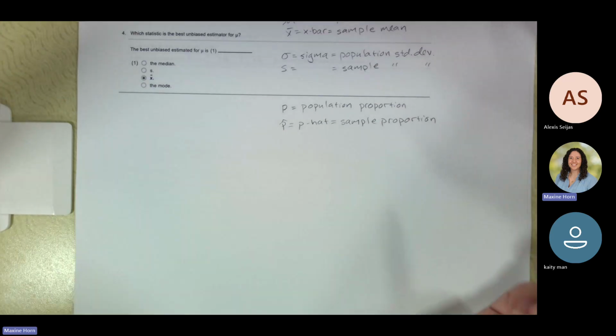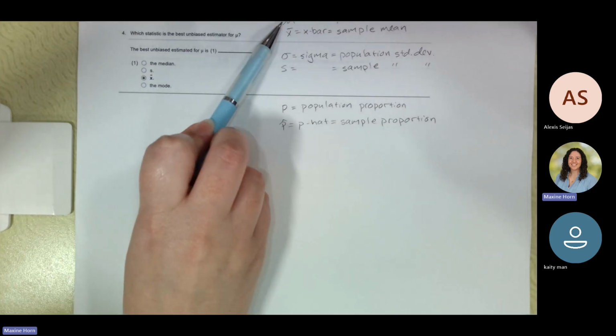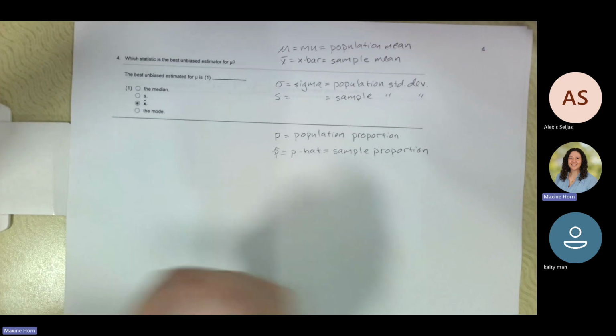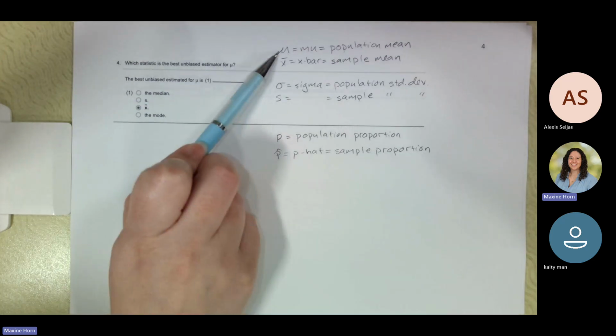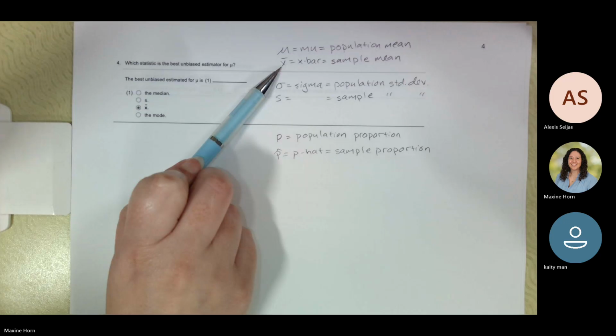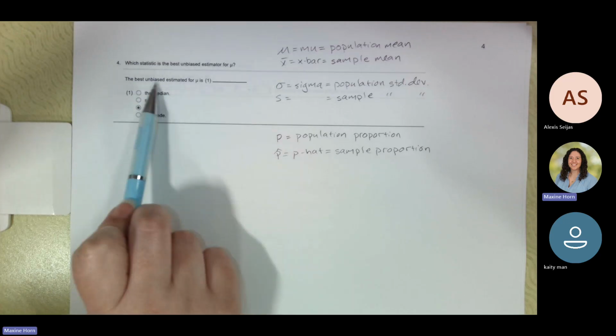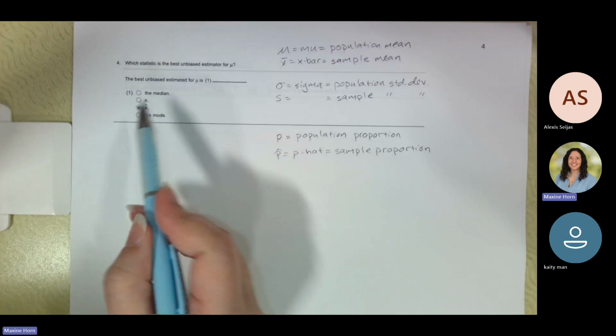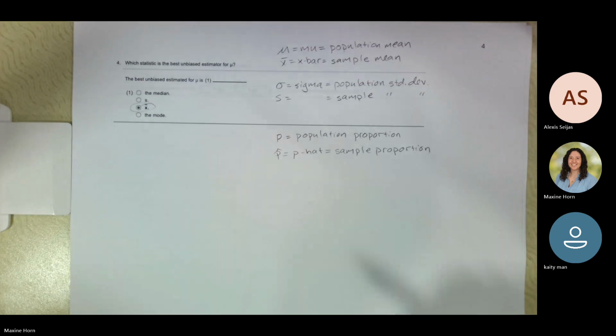So the best unbiased estimate for your... sorry, you guys can't read that. The best unbiased estimate for your population parameter is the corresponding sample statistic, right? So the best unbiased estimate for mu is X bar. Okay. All right.